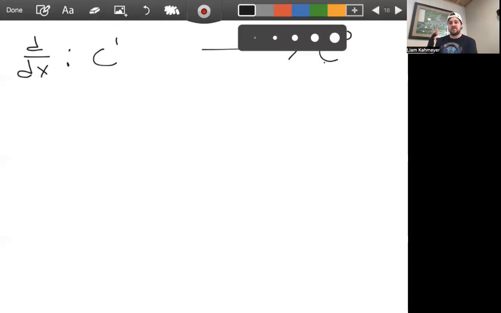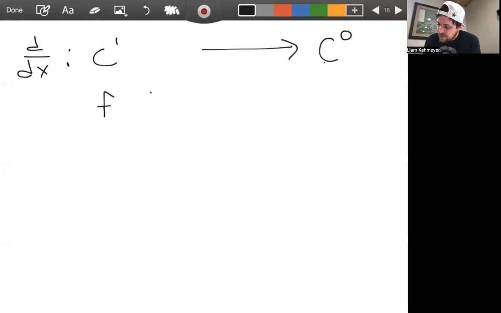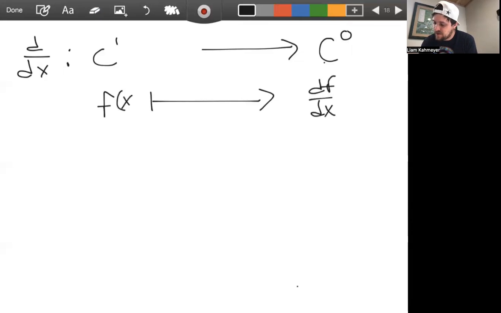So here the derivative is taking a differentiable function as an input and the output is a continuous function. Maybe differentiable again. If so, it belongs to C2, right? Et cetera, et cetera. And so the result of the derivative is a map: f as an input, and then the output is df/dx, or f prime.